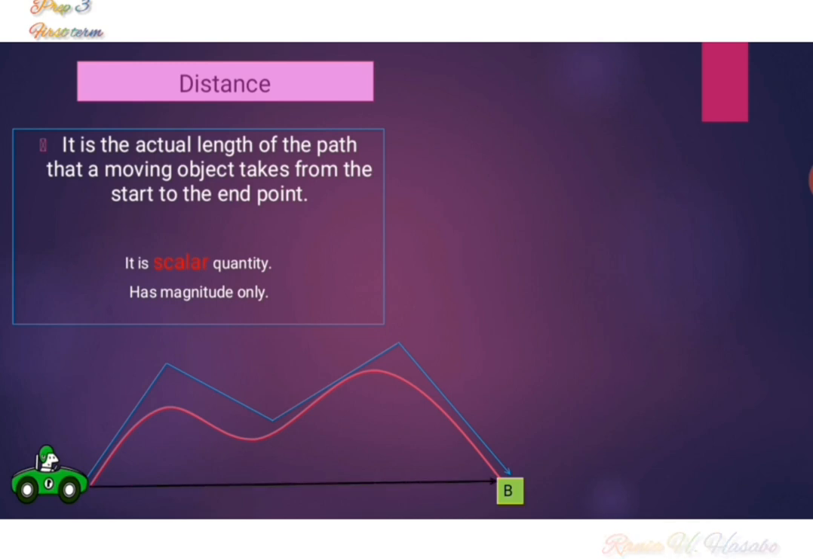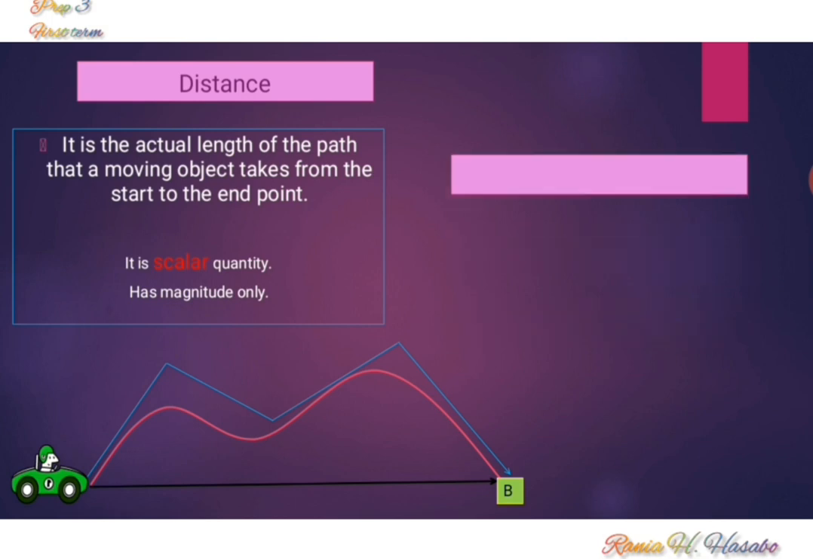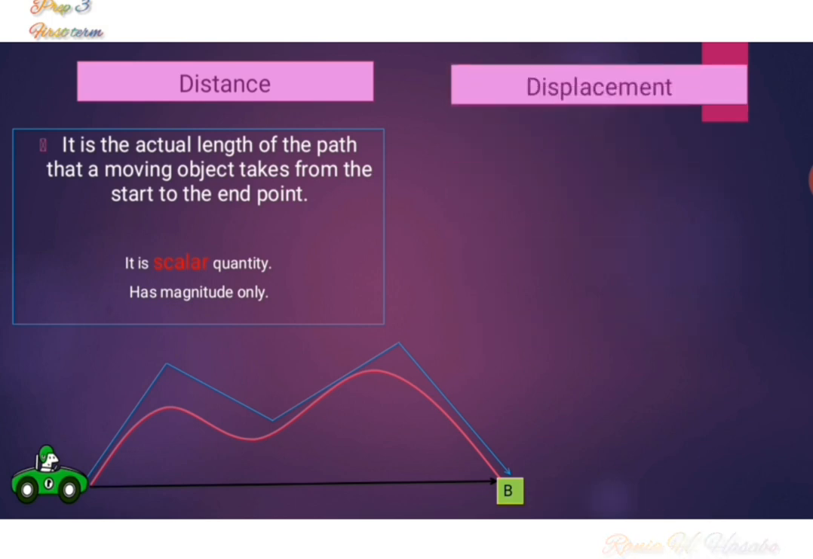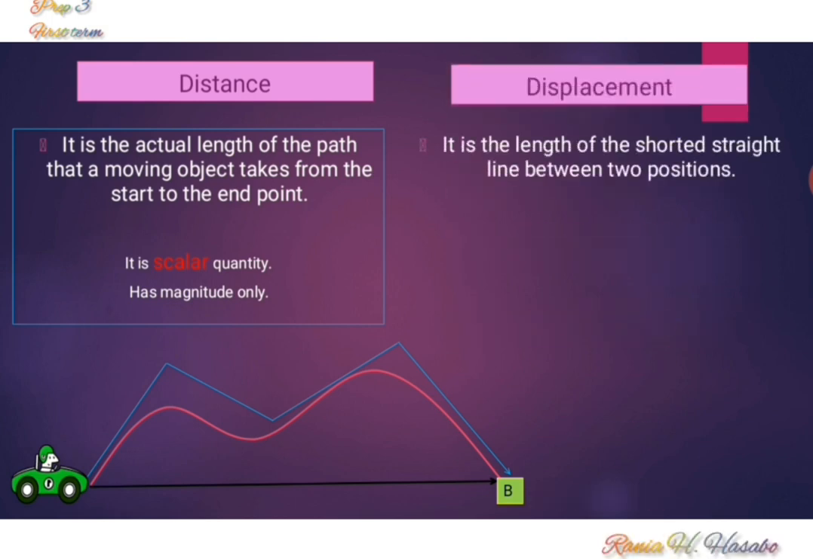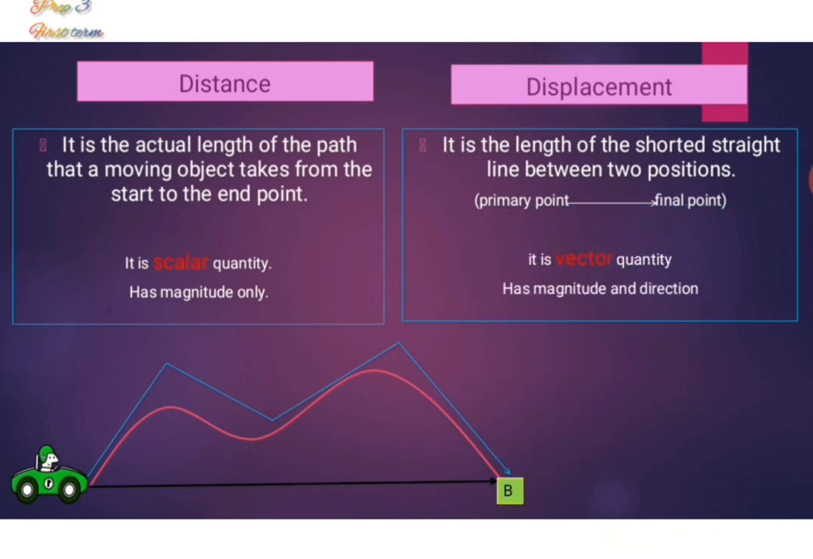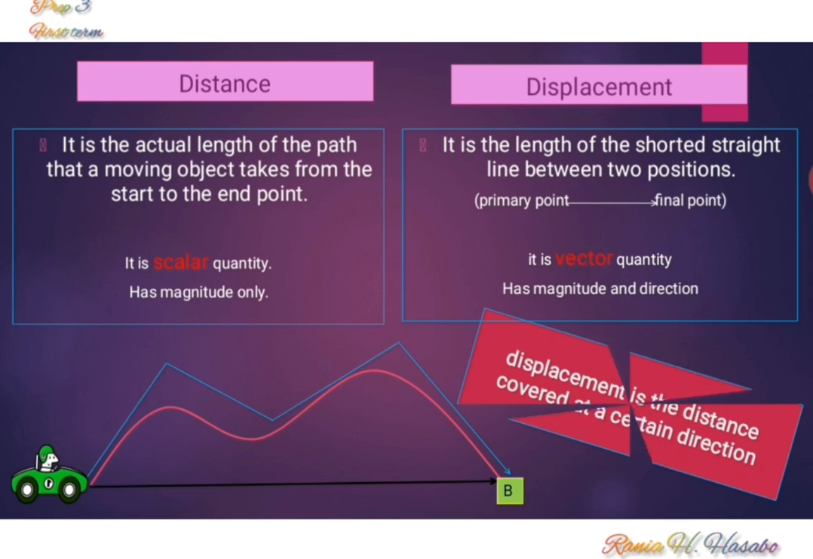While if the car moves in a straight line from A to B, this length gives the displacement, as displacement is the length of the shortest straight line between two positions, primary and final. So it is a vector and has magnitude and direction, start from A to B. So displacement means it is the distance covered at a certain direction.